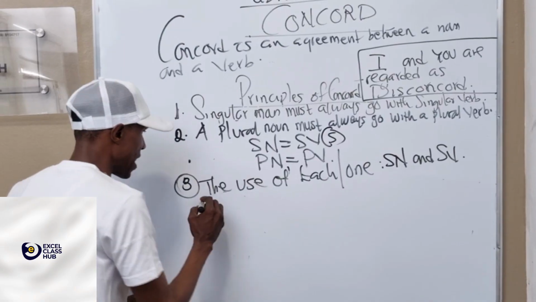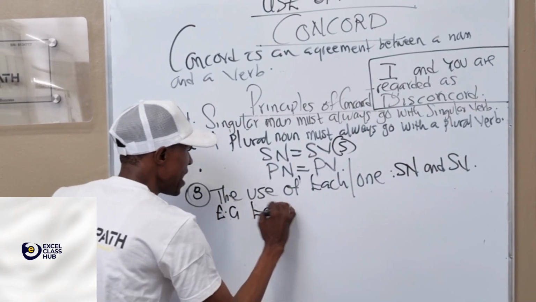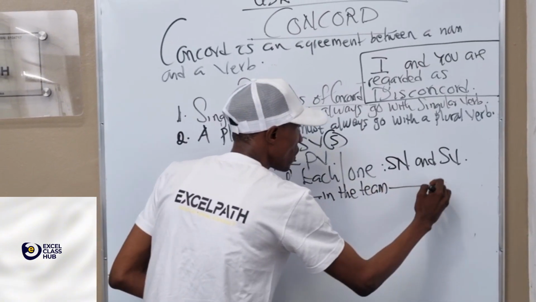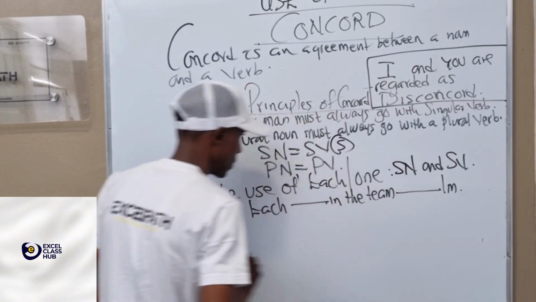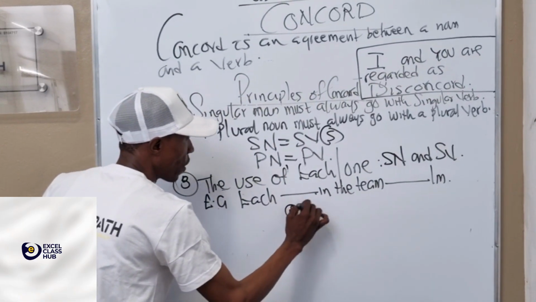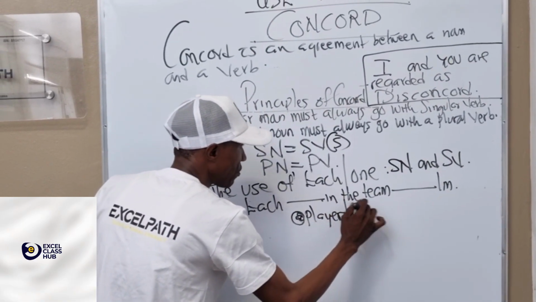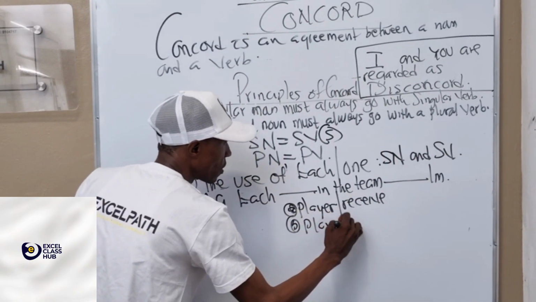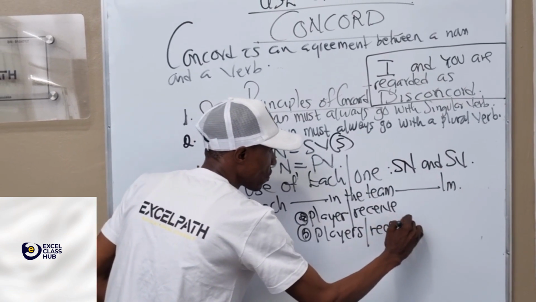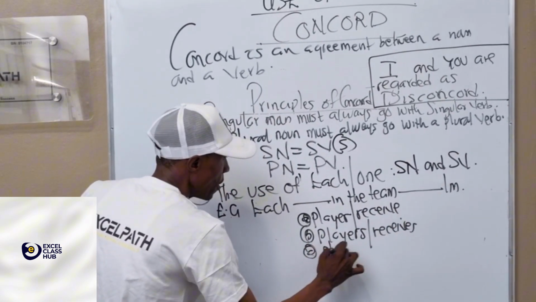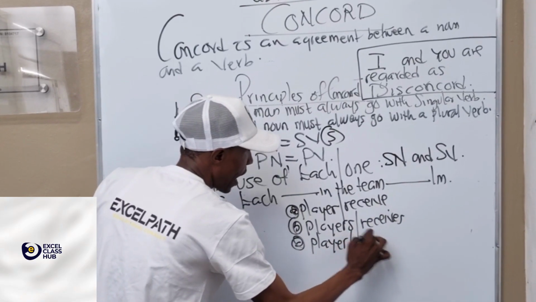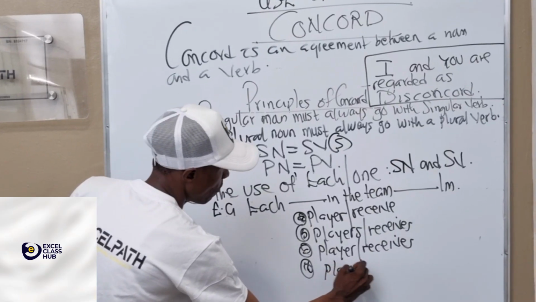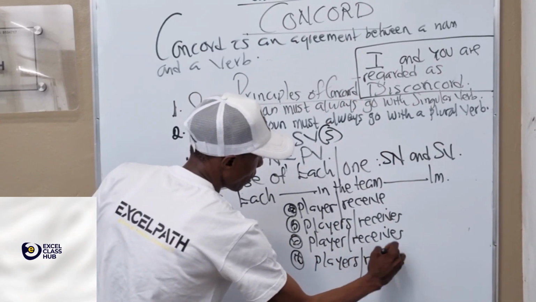Let me explain by giving an example. Take for instance, they said each dash in the team receives 1 million. Then you have option A, each player dash receive. Option B, each players dash receives. Option C, each player dash receives. And option D, each players dash receive.